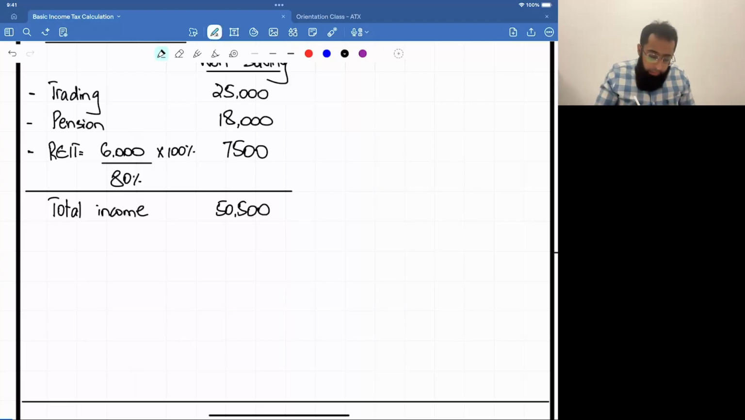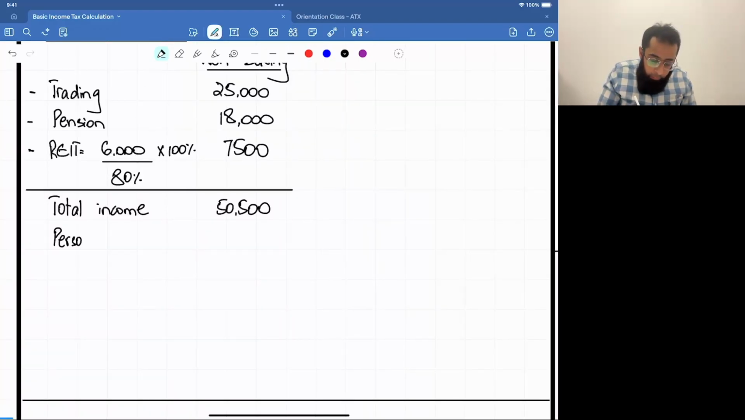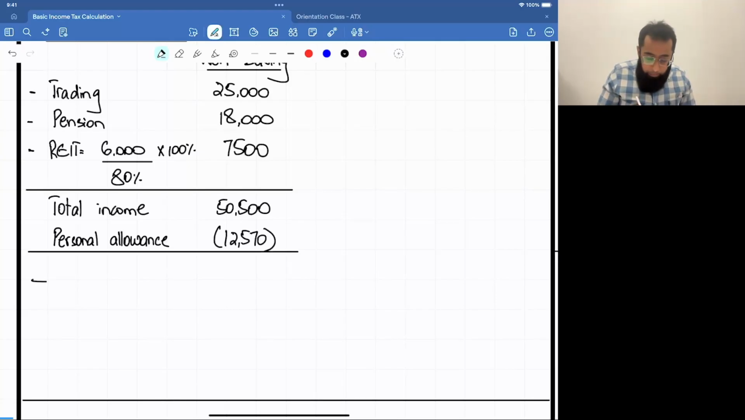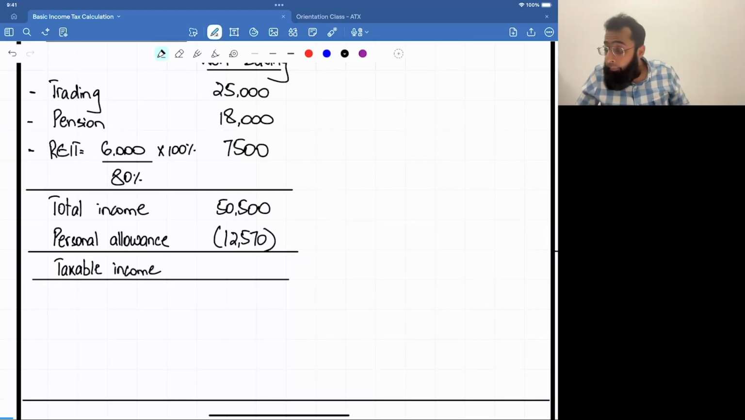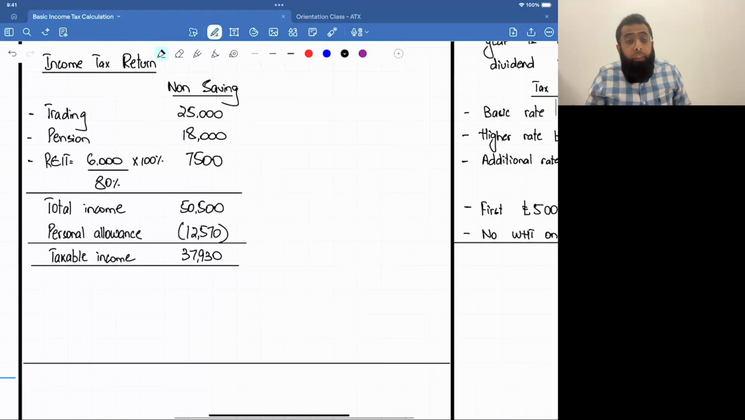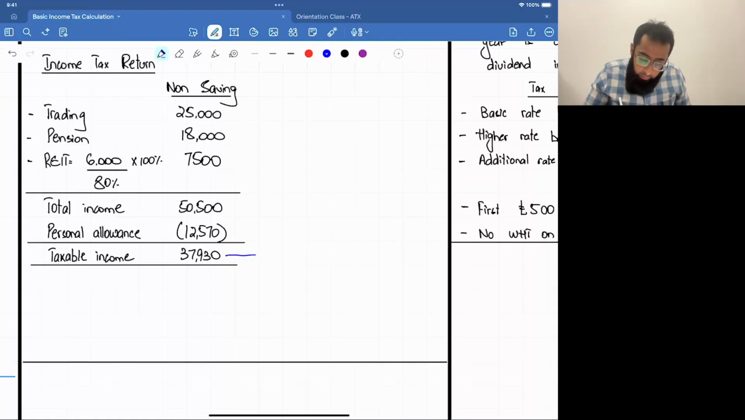Done? Let's deduct your personal allowance. It's 12,570. And here you go, you get the value of taxable income. That's very much routine, I believe. You have done it multiple times. It's 37,930. So we charge tax on it.